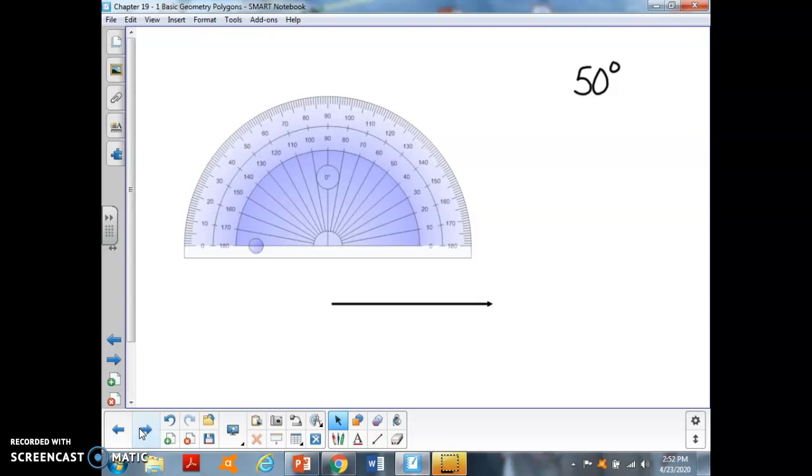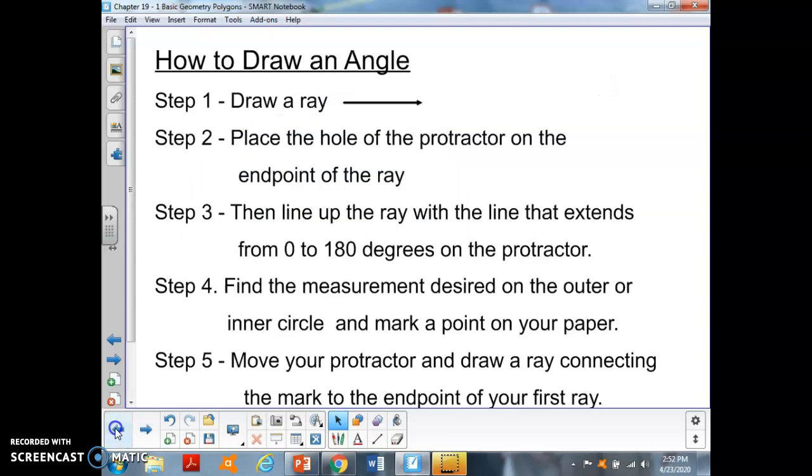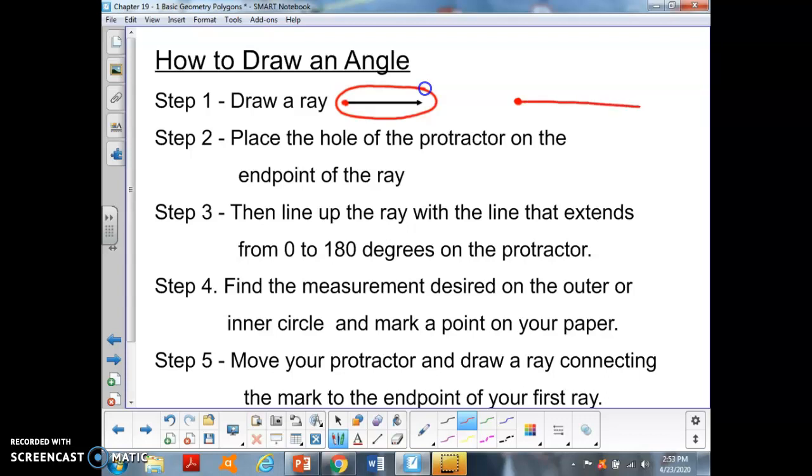To draw angles, we need to begin by drawing a ray. Okay? This is a ray. It has an endpoint, usually made with a dot. We call that the vertex. You're going to place the hole of your protractor on that, so you're going to need a protractor again today. That's always the first thing you're going to do: put a vertex and draw a ray. Okay? That's your first step.